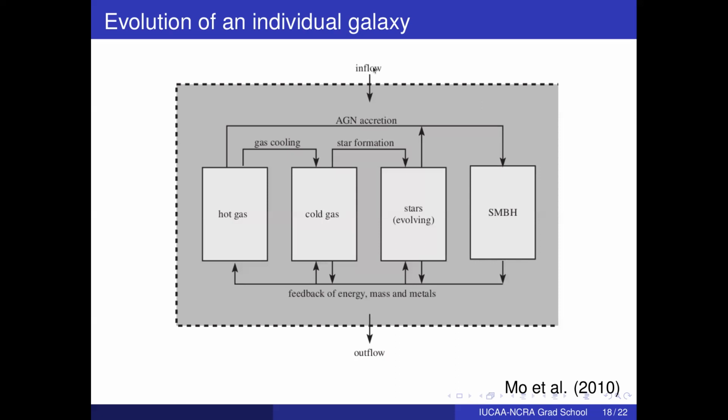There is inflow from outside. This may be in the form of gas, which is accreting onto the galaxy, or it could be a galaxy itself coming in and merging. And there are outflows, all kinds of gas and plasma flowing out of the galaxy. So these processes are all interconnected, interrelated, and much of the study of galaxy evolution is focused on understanding different aspects of this diagram and the interrelationship with each other.